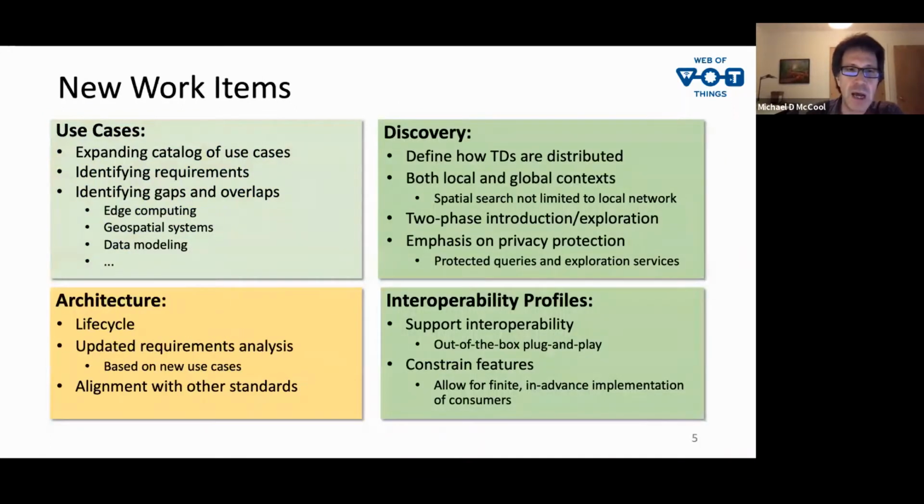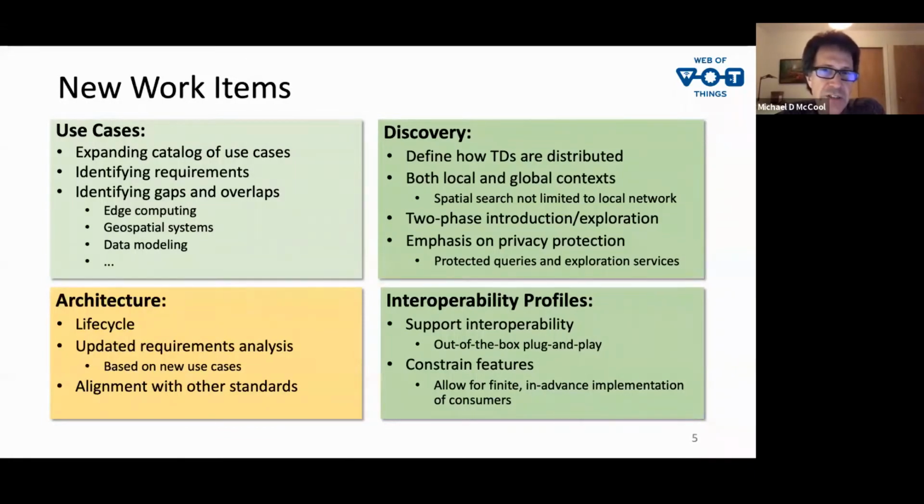Now, our new work items include use cases, and we actually have a large catalog of use cases, and we've been doing a lot of work to identify requirements and gaps and overlaps with other groups, for example, geospatial information. For our architecture, we're also going through and adding information about life cycles and requirements analysis based on the use cases. The two, however, major new normative documents are discovery and profiles.